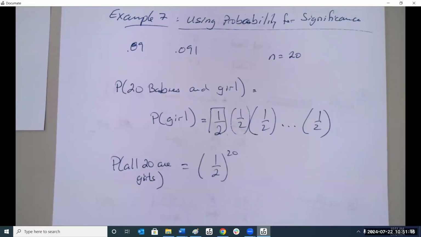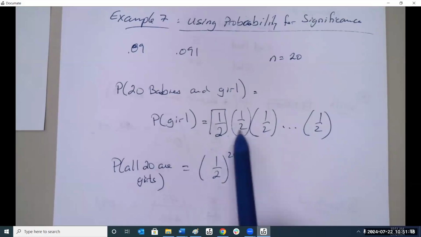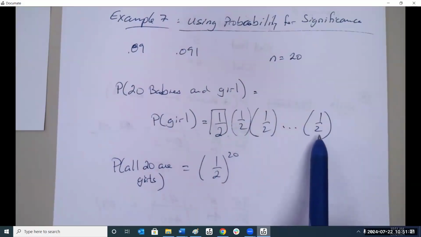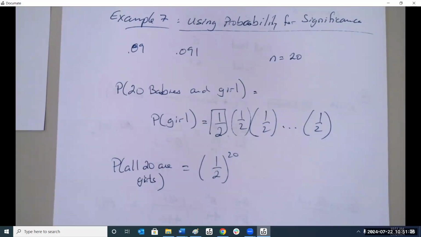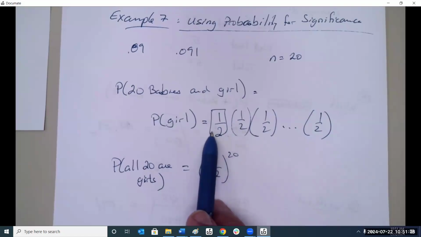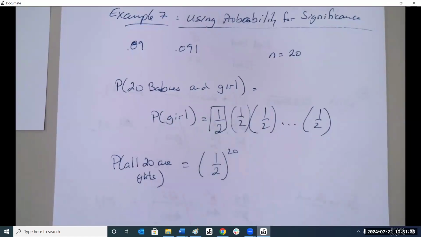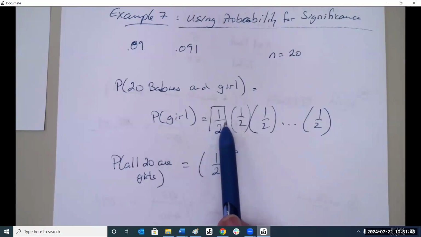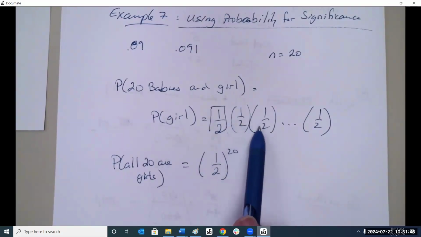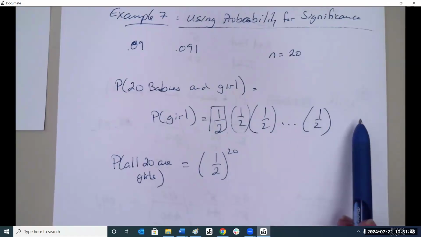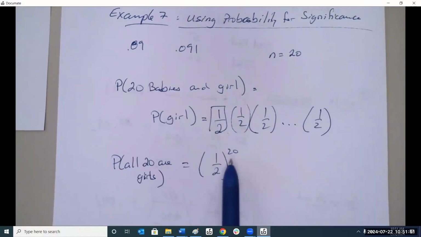Because remember, why is it multiplied? This is what you have to think in your head. Think of the events. You have 20 babies being born. The first one's a girl. The second's a girl. The third's a girl. Keep on going, and do you use the word and or or in this statement? You have to use and, because if the first one's a girl and the second's a girl and the third and the fourth, so that's why you're multiplying them. That's why it becomes 1/2 to the 20th power.